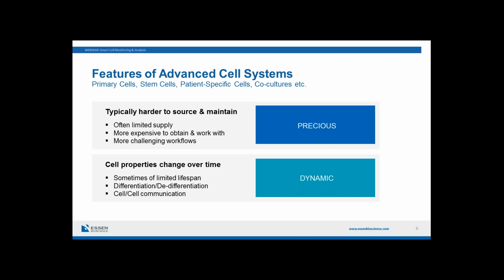Secondarily, again, compared to immortalized cells, these advanced cell systems are typically more dynamic. The properties of the cells change more over time. Some of the cells are of a limited lifespan. Cells will differentiate, de-differentiate, and in the way that people are organizing them to take advantage of understanding of the importance of the microenvironment, for example, cell-to-cell communication is something which is more prevalent and interesting in these advanced cell models compared to immortalized cells.